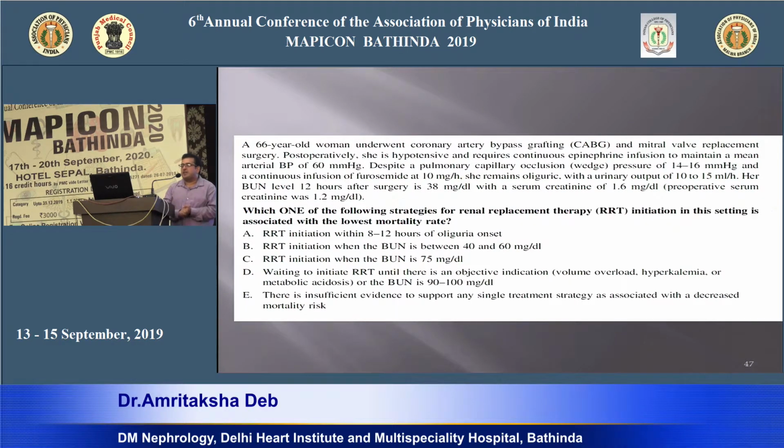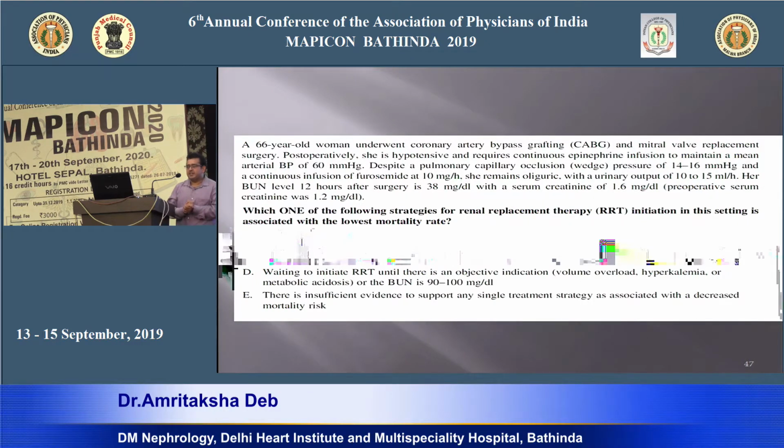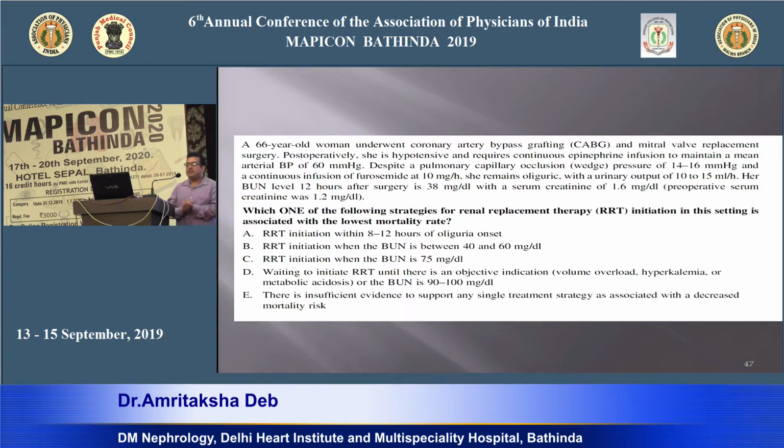Whether we start dialysis immediately, we wait for 8 to 12 hours of oliguria to set in, we wait for particular blood urea nitrogen values like between 40 to 60 or 75, or we wait for objective evidence, volume overload, hyperkalemia or metabolic acidosis, or there is insufficient evidence to support any single treatment strategy? The answer is the last. There is still insufficient evidence to suggest that there is any particular strategy to be used. So it is basically individualization that has to be done.